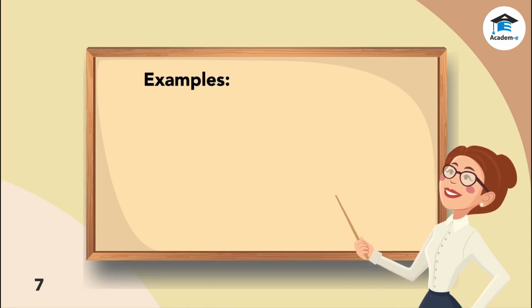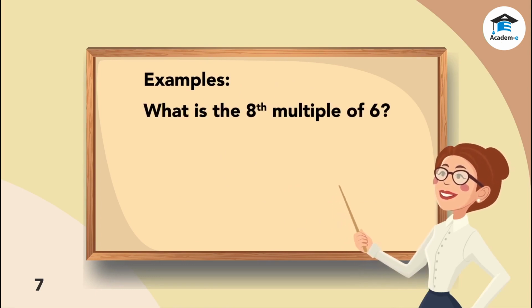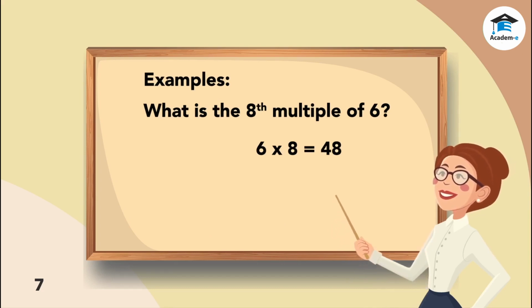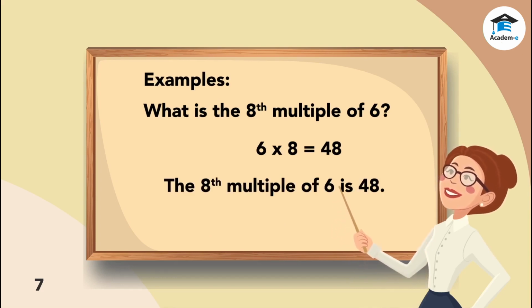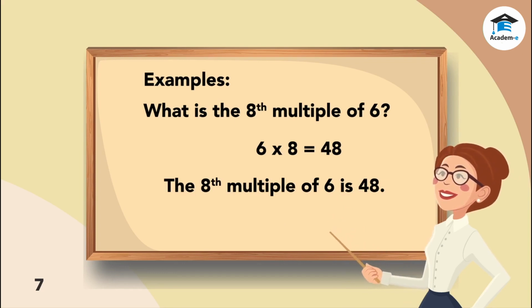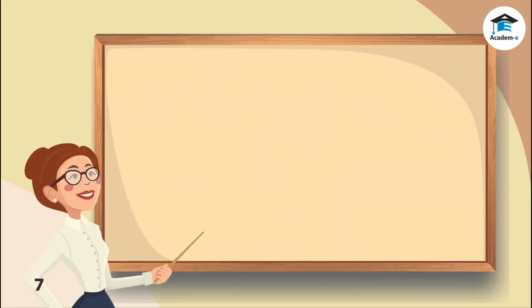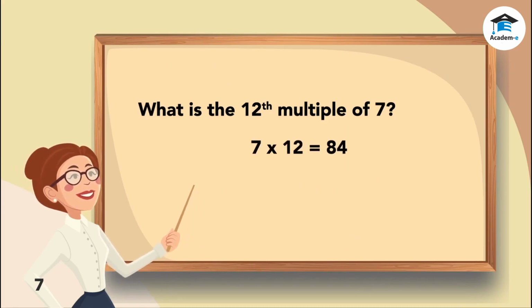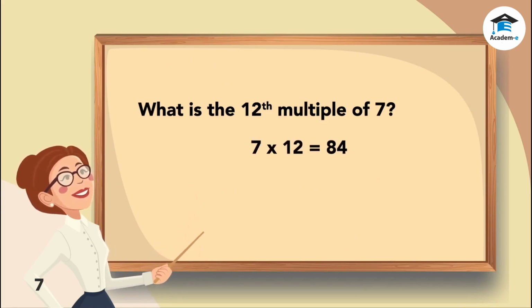Examples. What is the 8th multiple of 6? 6 times 8 equals 48. You don't need to list all the lower multiples of 6. What is the 12th multiple of 7? 7 times 12 equals 84.